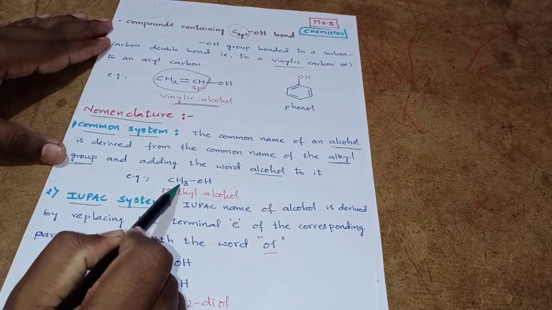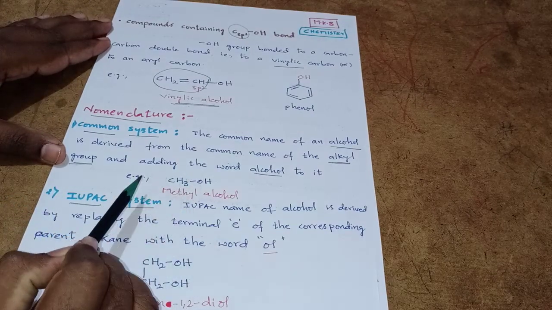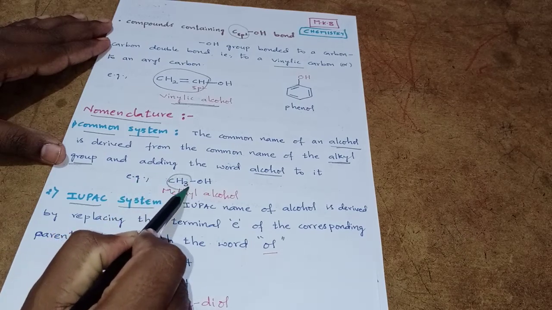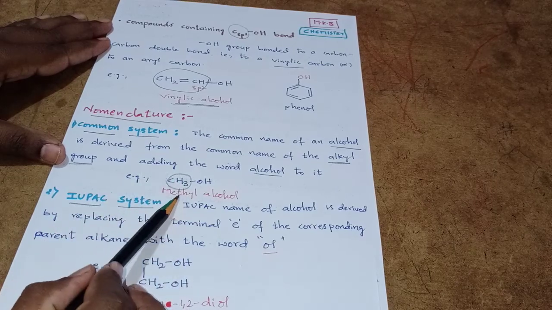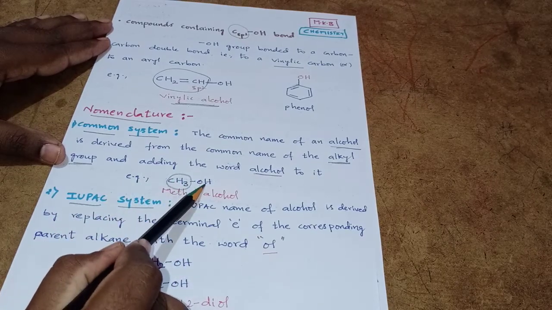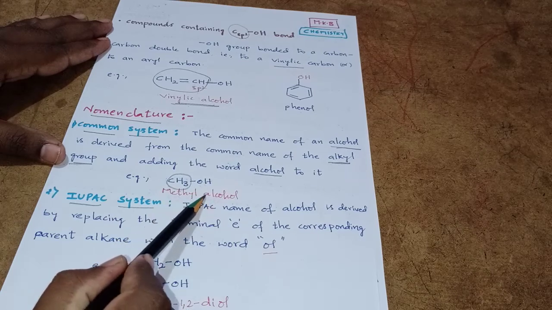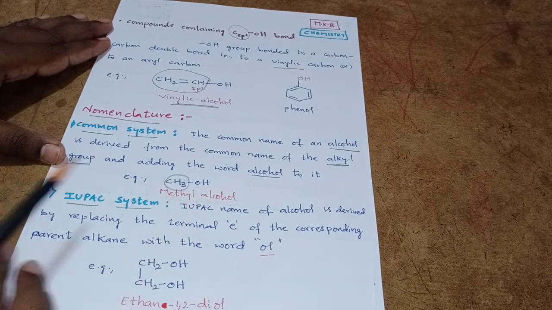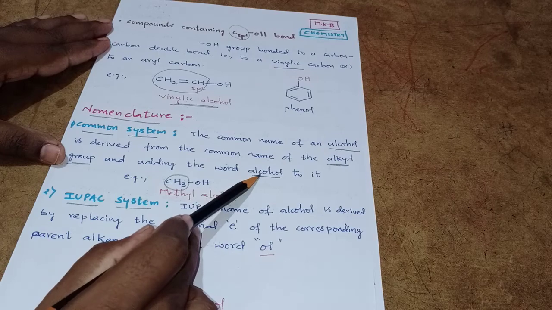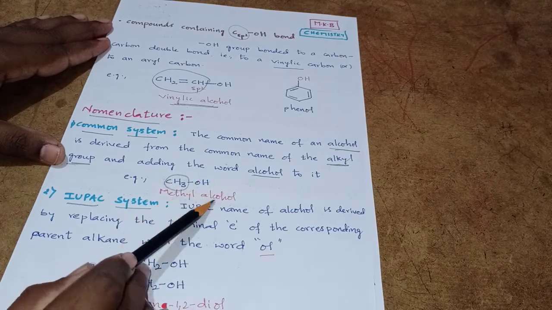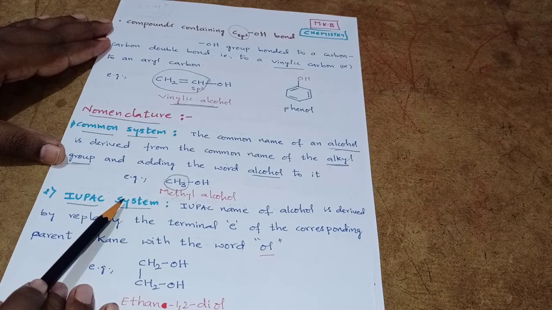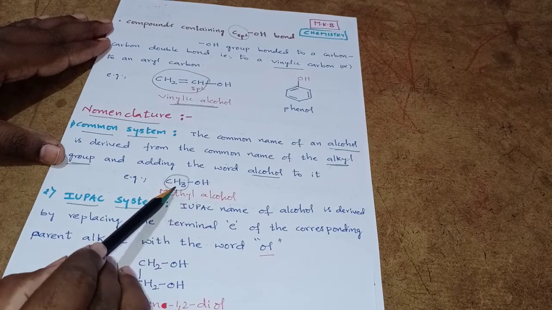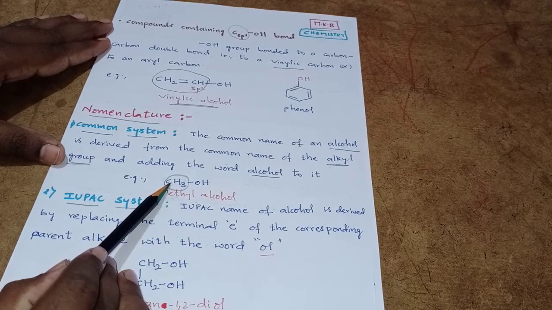For example, CH3OH. In this formula, it is very clear that CH3 means methyl and OH is alcohol. If we combine these two, methyl alcohol. In this manner, the common names for the alcohols are given, like methyl alcohol, ethyl alcohol, propyl alcohol, butyl alcohol, based on the number of carbon atoms present in the alkyl group.